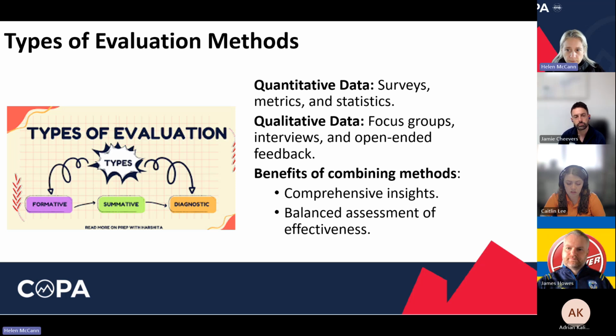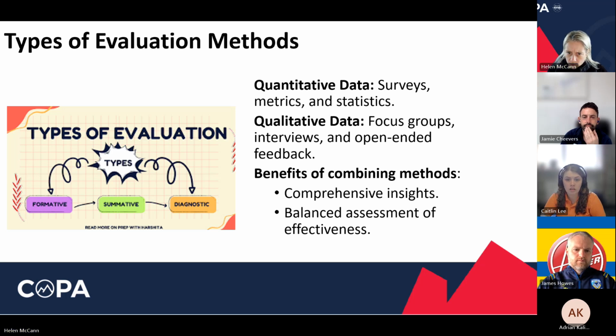Exactly, yeah. So combining these methods provides comprehensive insight and balanced assessments. You can use a mixture of different methods to ensure a fuller picture. And then you can combine the qualitative and quantitative approaches to allow a more effective evaluation. Have you ever used these before? These different areas?